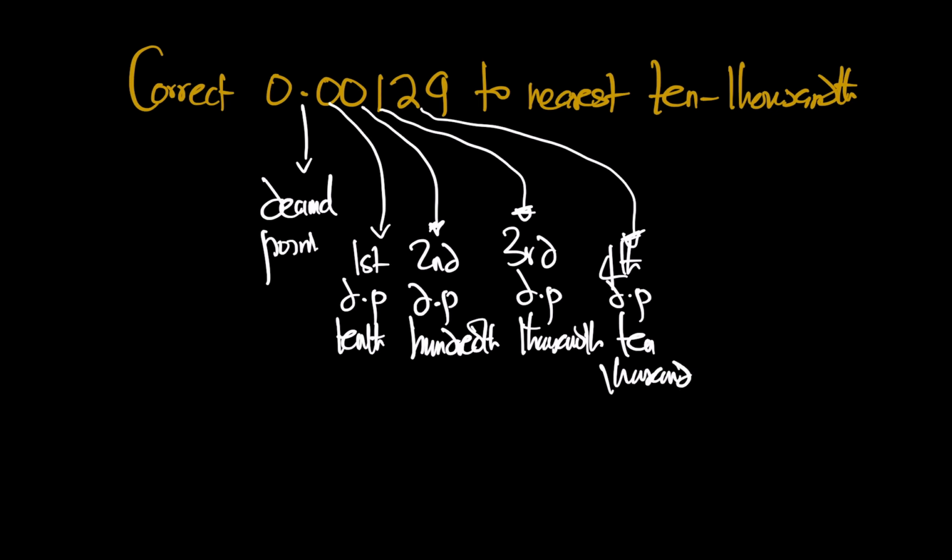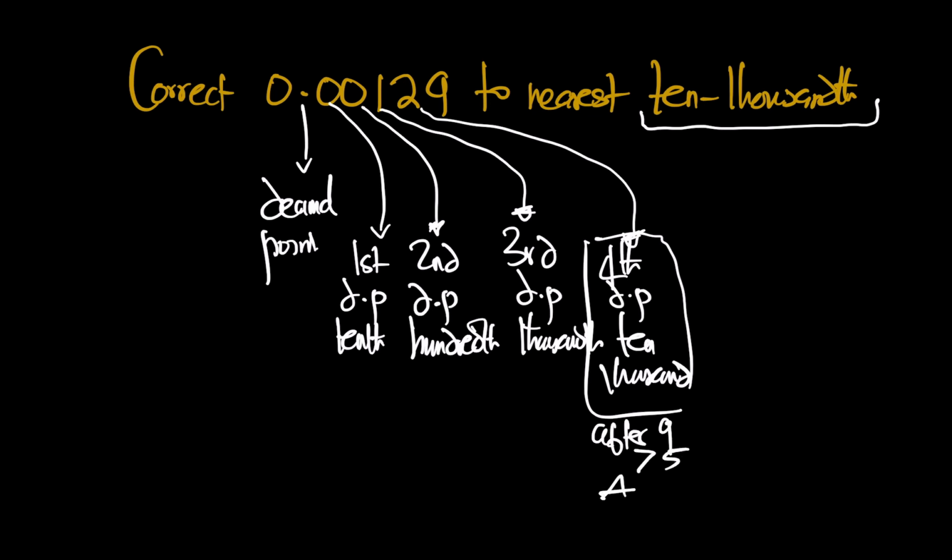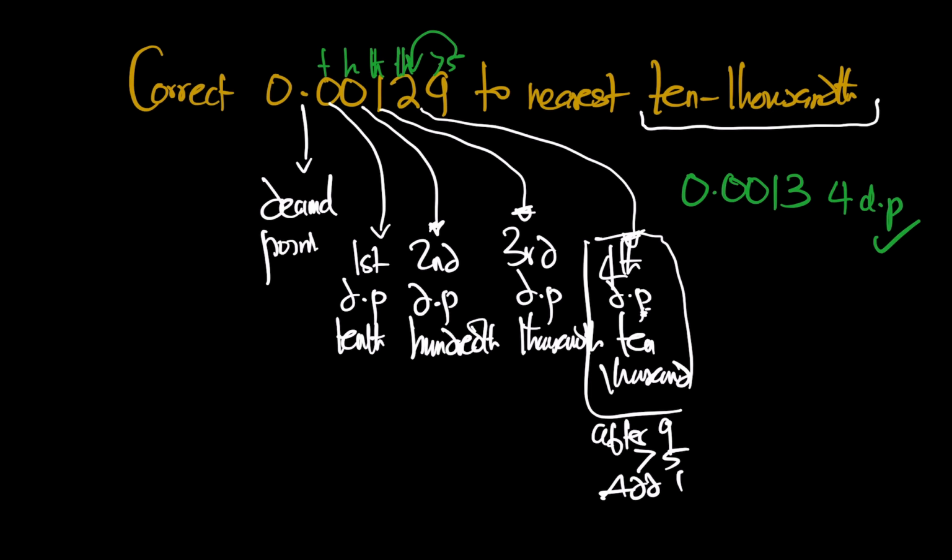Now we're being asked to correct to the ten-thousandth, and this is the fourth decimal place. But the number after it is 9, which is greater than 5. So we're going to add 1 to that fourth decimal place. When we add 1 to the 2, it's going to give us 3. So the answer is going to be 0.0013. Why? Because this is the tenth, this is the hundredth, this is the thousandth, and this is the ten-thousandth. But the next digit is greater than 5, so we add 1 here, and we get 0.0013, and that's our four decimal places. And I hope that brings some kind of clarity.